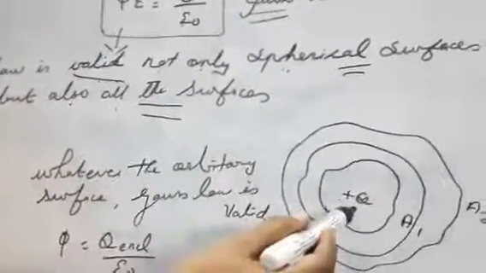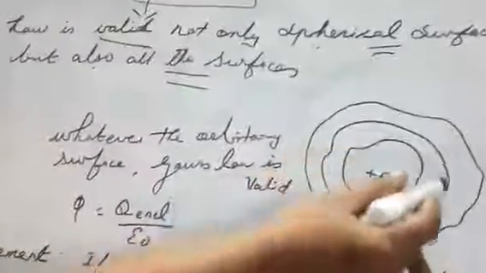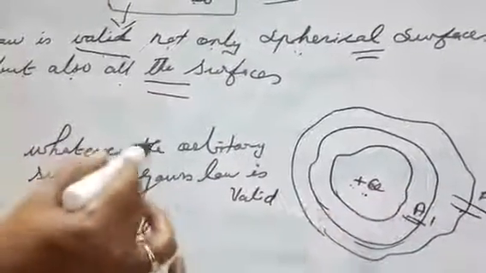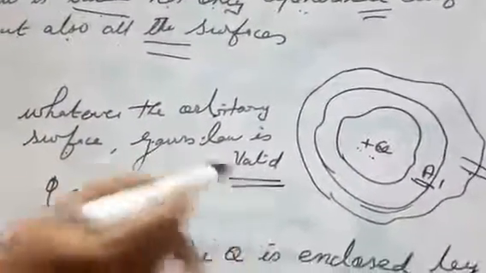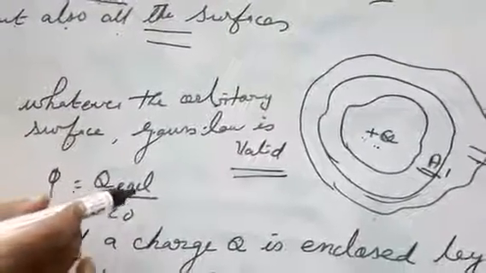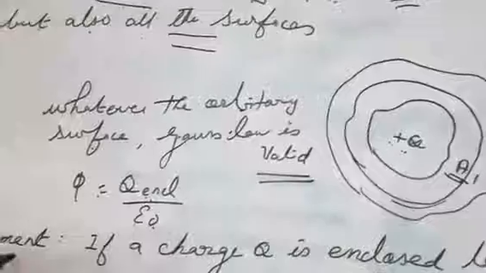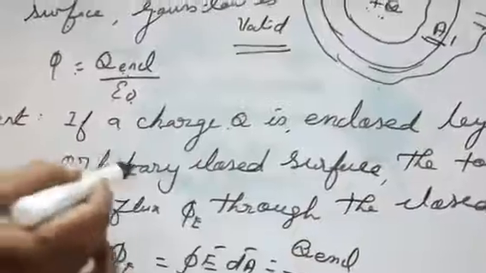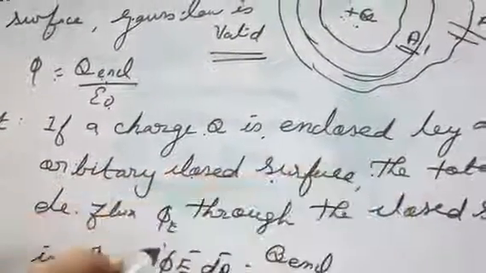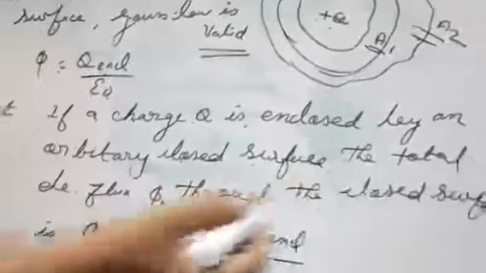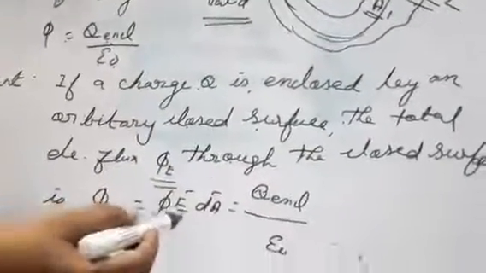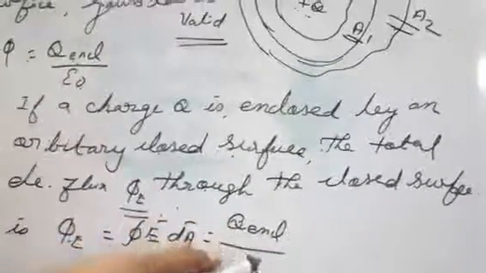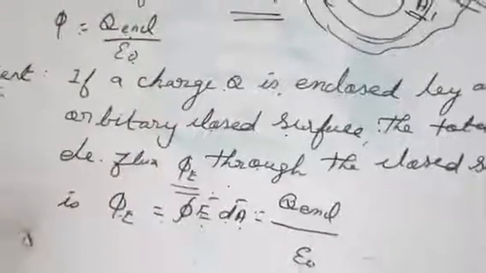Suppose you take a plus q, and this is an arbitrary surface, a random surface. Outside, suppose A1, A2 surfaces are there. Whatever the arbitrary surface, the Gauss law is valid. That is, phi is equal to q enclosed by epsilon naught. Now we can see the statement of the Gauss law. If a charge q is enclosed by an arbitrary closed surface, then the total electric flux phi E through the closed surface is equal to the closed integral of E vector dot dA vector, which is equal to q enclosed divided by epsilon naught.